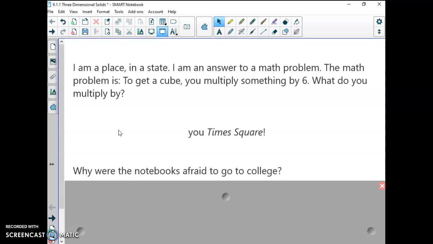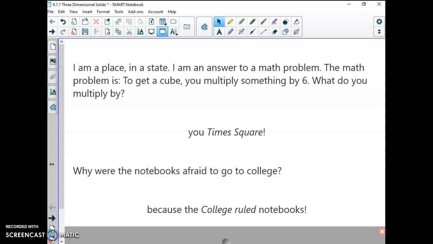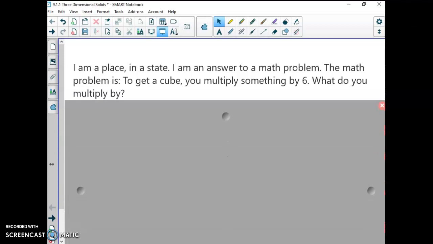All right, here's another one. Maybe better. This one's more jokey than riddly. Why were the notebooks afraid to go to college? Because the college ruled the notebook. If you don't get that one, look at the front of your notebook. If you still don't get it, well, ask us on Monday.